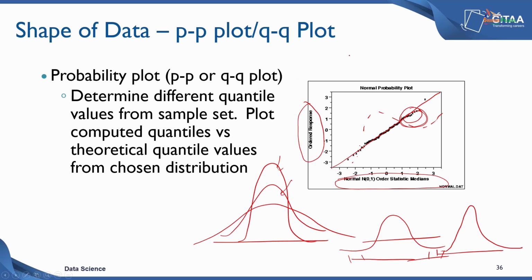So the two tools, as we said, are histograms and the PP plot and QQ plot. Both of them give you an understanding. The histogram gives you an understanding of what the shape is, and the PP and QQ plot tell you whether it clearly follows a normal distribution or does not follow a normal distribution.